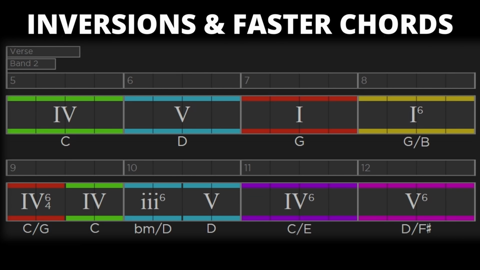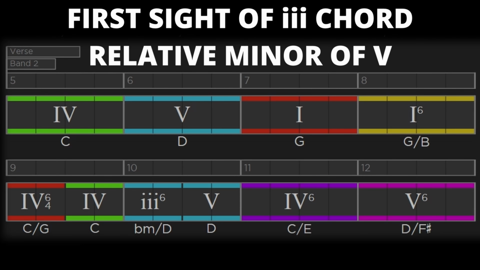In the verse, we have added some movements by increasing the rate of chord change and using some inversions. Look at the 3 chord in the second half of the verse. It is the relative minor of the 5 chord that previously appeared there. It is also the first time we hear the 3 chord.